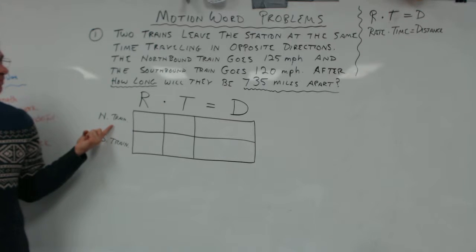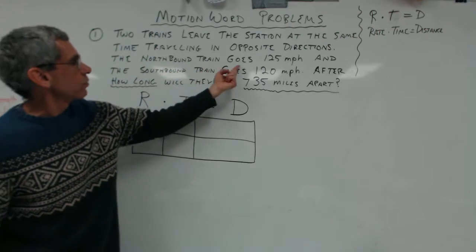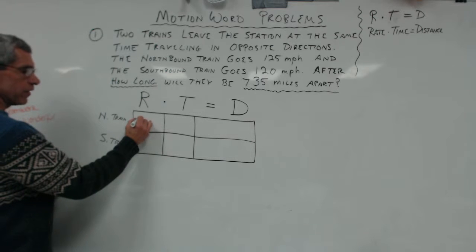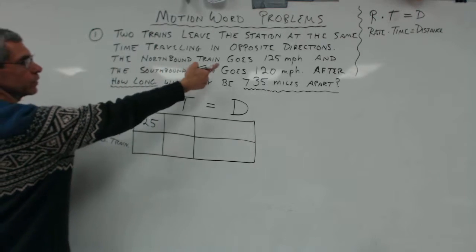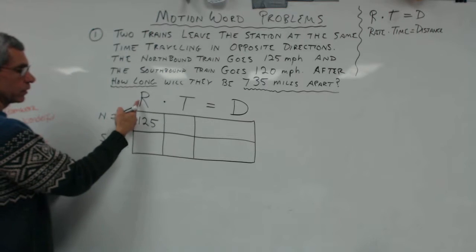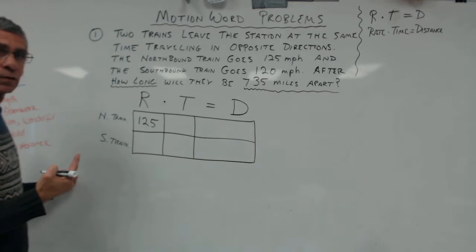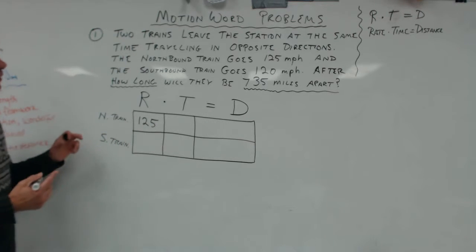The rate is 125 miles per hour. Yeah, it says the northbound train goes 125 miles per hour. So does everybody agree with me that I put 125 here? Yep. Because that's what it says. The northbound train goes 125 miles, this is the north train. You don't have to put MPH. That's rate. Should you put MPH? No, not in your box. It doesn't matter.